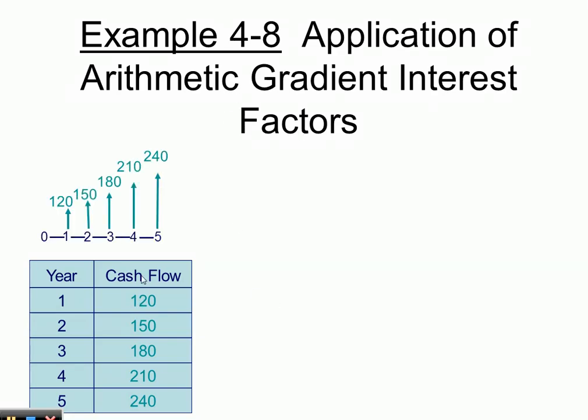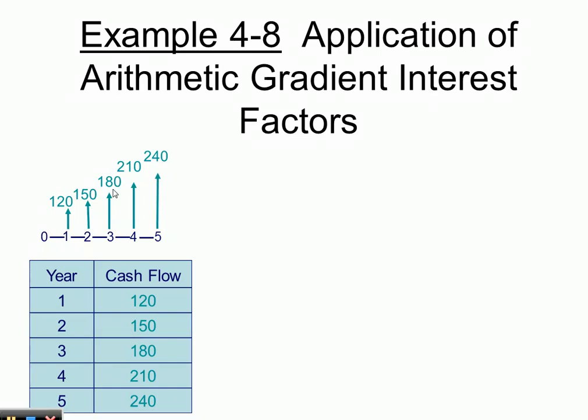So here's an example of the application of these factors. So we have the following cash flows. If we draw the cash flow diagram, which of course we would start first with drawing a cash flow diagram, this is what we have. If you notice, you can see this linear trend. If you subtract 120 from every cash flow, here you get 30, then you have 60, then you have 90, and then you have 120.